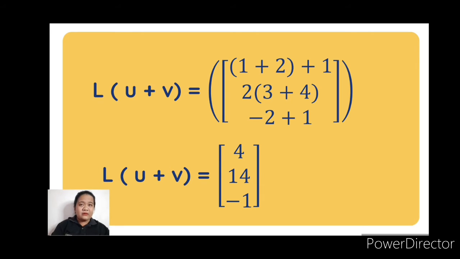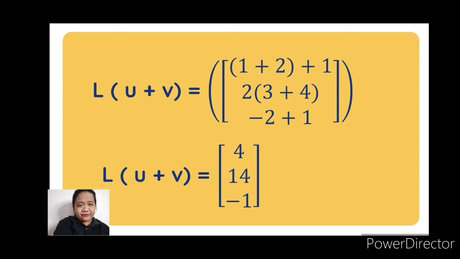So as you can see, the 4, 14, negative 1 is in the form of 1 by 3. It's 1 by 3 because the given example is R3 to R3. So the matrix is in the form of that example.